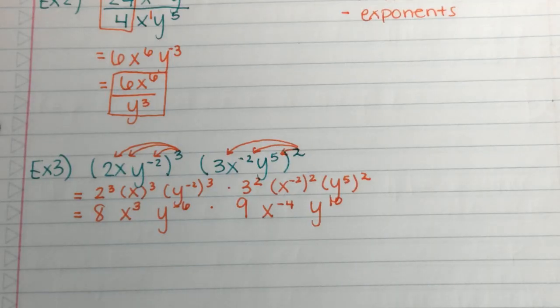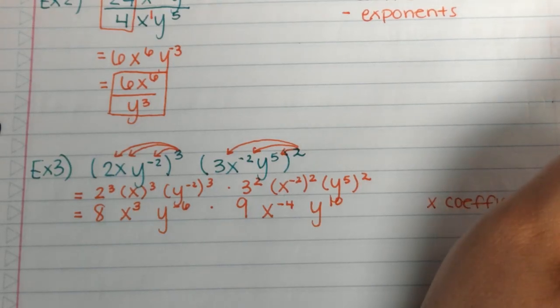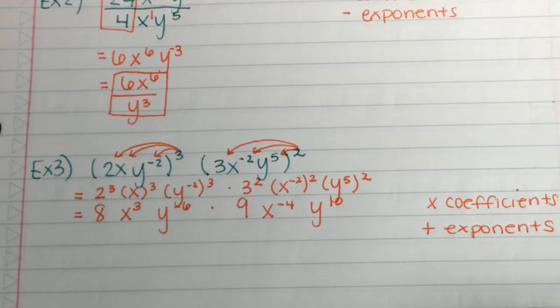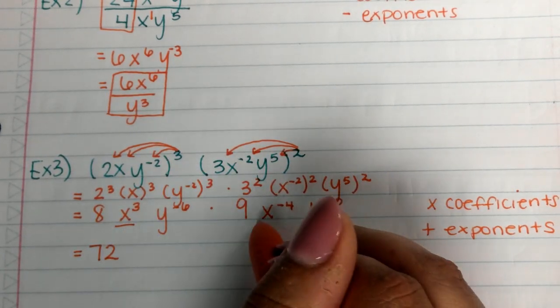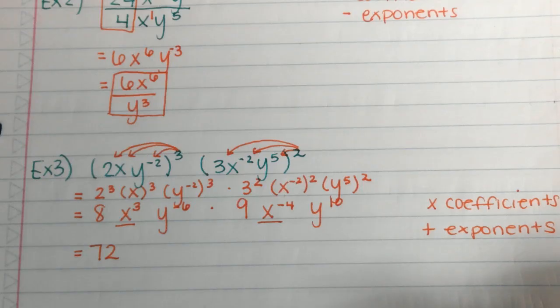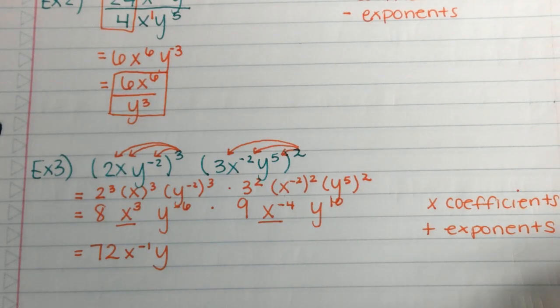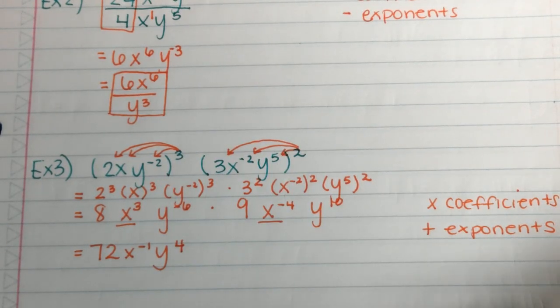What am I going to do next? Multiply the coefficients and add the exponents. What is 8 times 9? That gives me 72. X to the negative 1, y to the negative 6 plus 10 is 4. Is that acceptable?